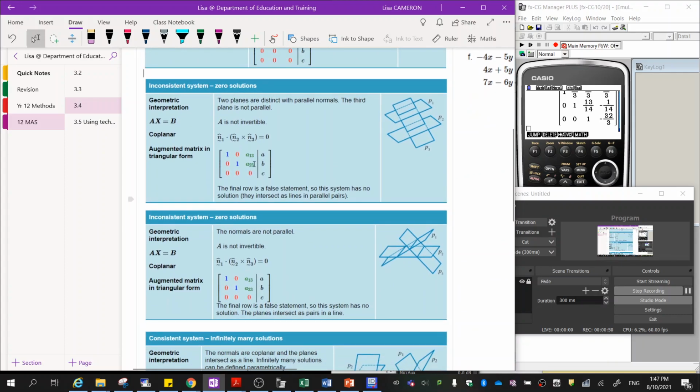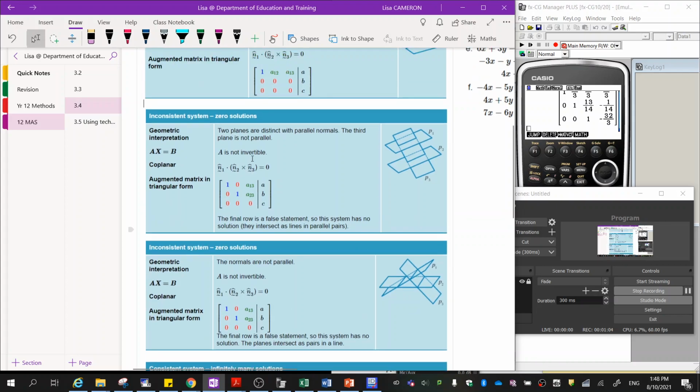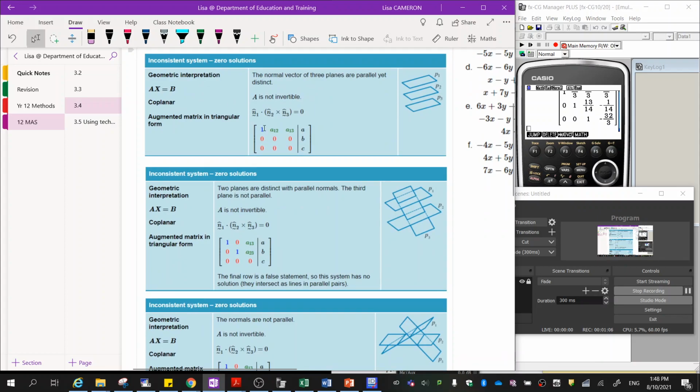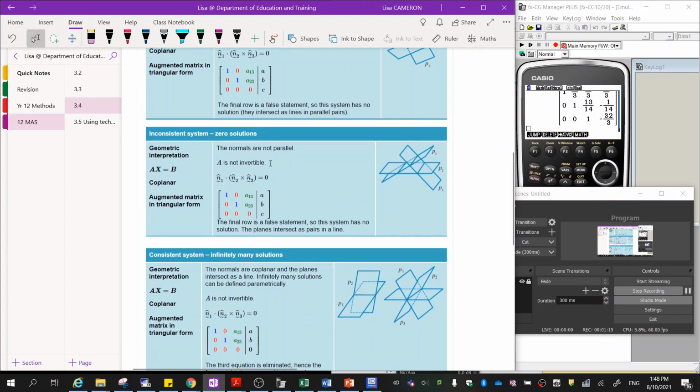Now, the only difference between these two is that if the 2 planes are distinct with parallel normals, the 3rd plane is not parallel. And for this one, the normals are not parallel. So their matrices look the same. But if you scroll up for this one here, you can see that if you've got 3 planes that are all at the same angle, they are going to have a matrix that looks like that.